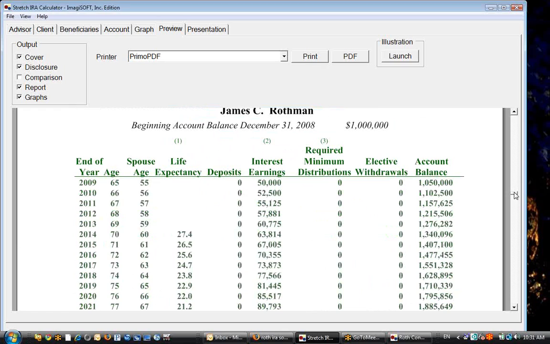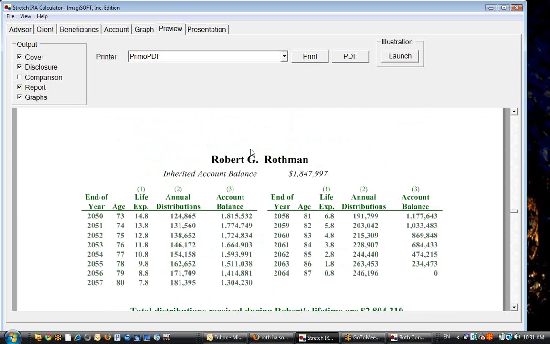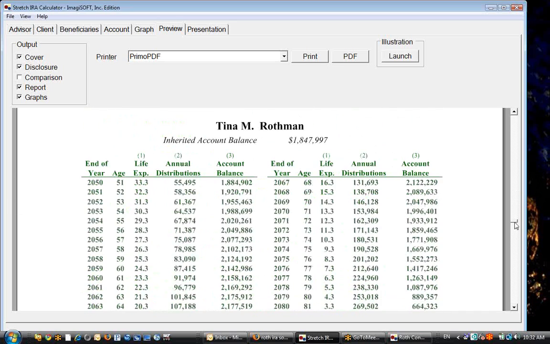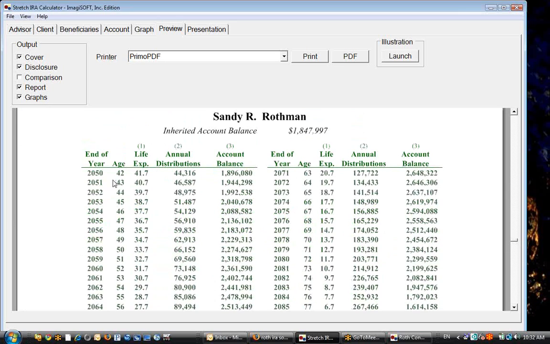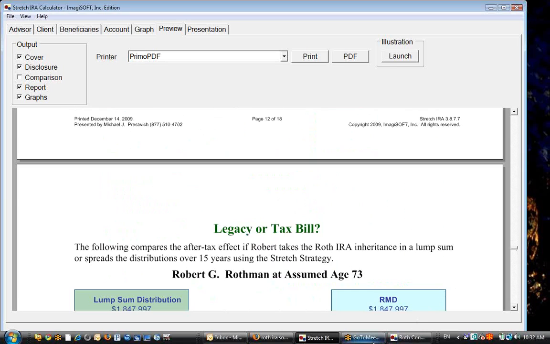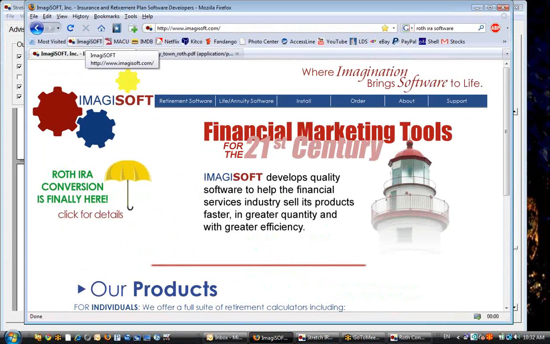And so you can see here's the required minimum distribution, 0 for him. And then his wife inherits, 0 for her. And then when the oldest child inherits, he'll be 73 when his mother passes away, and then it shows you what the required minimum distribution is for an inherited Roth IRA. And that's the child. Then we have a grandchild. And here's another grandchild that's only 42 when she inherits. And so this one here is, a lot of people think it's the best software out there.